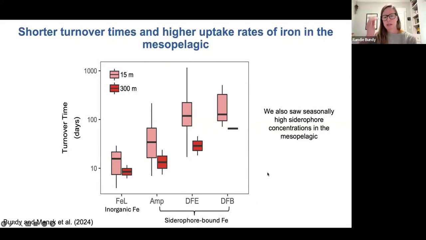The thing that was very surprising here as well is that we saw really fast uptake, leading to shorter turnover times of iron in the mesopelagic relative to the surface. And it was also very fast for all of the siderophore bound iron treatments. This is very interesting, again, because there's a lot lower bacterial biomass at these depths. So the really quick uptake was pretty surprising. I don't have time to show it here, but we also did some more siderophore profiles at Station Aloha along with this work. And we seasonally saw these high siderophore concentrations in the mesopelagic again, like I had seen in that first profile.